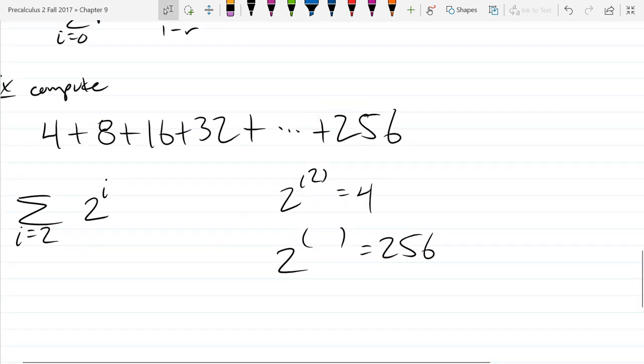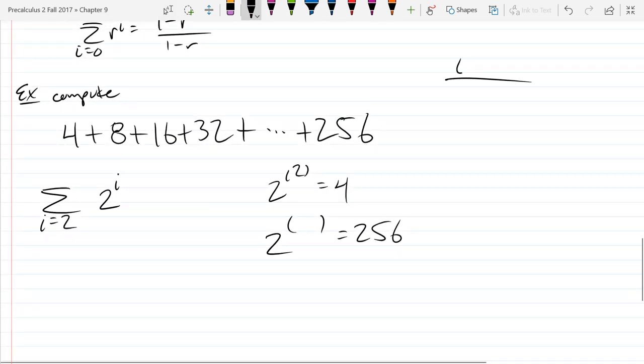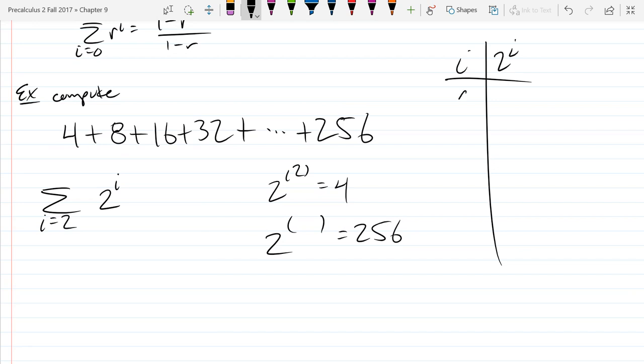So let's say you don't know that. We're going to make a table, i, and then 2 to the i. So 2 to the 0 is 1, 2 to the 1 is 2, 4, 8. So go ahead and keep filling this table out. You just keep doubling. You shouldn't have to go too far to hit 256. You may have to go a little bit past 7, but it shouldn't be too far past 7. Make sure you're doubling and not just adding 2. Make sure you're multiplying by 2. You'll take forever to get there if you add 2.